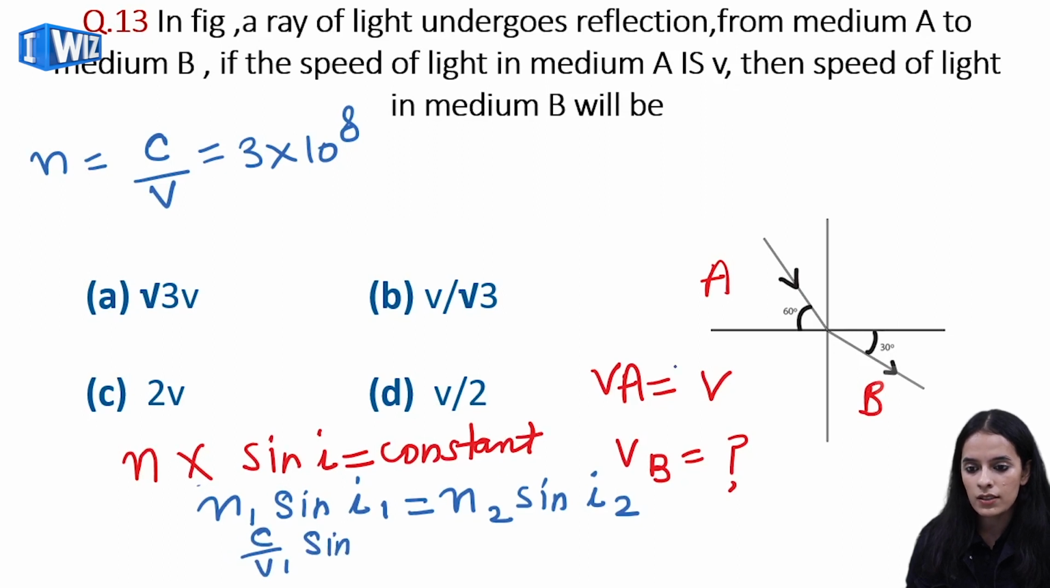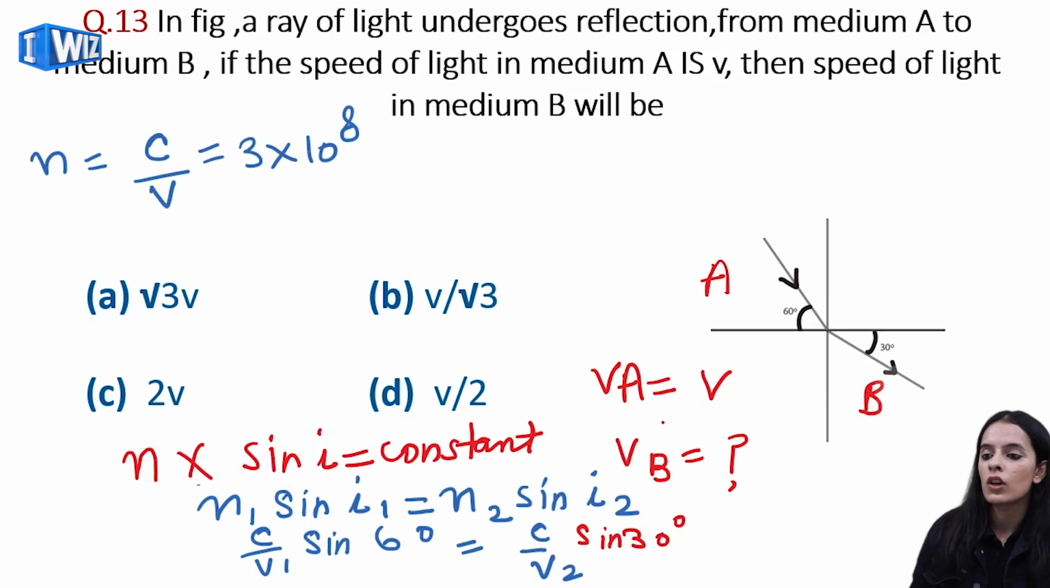And what is the angle of incidence? The angle made by the incident ray with the normal is called the angle of incidence. Let's say students, see here. Here the angle of incidence is 60 degrees. Let's put it over here: sine 60. N2 will become C by V2, C will stay the same, times sine I2. What is sine I2? Sine I2 is r and its value is 30 degrees. Okay, so just solve it.